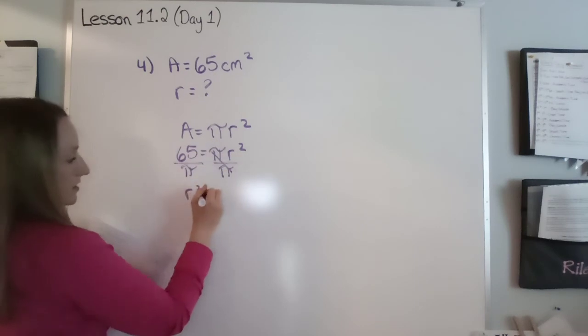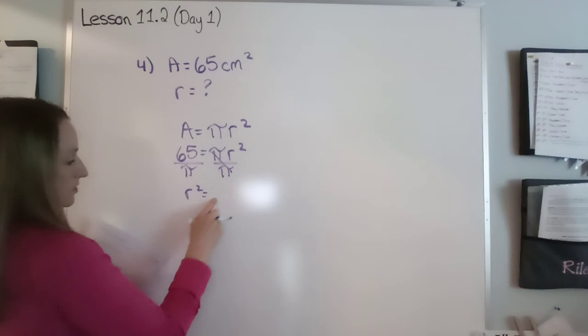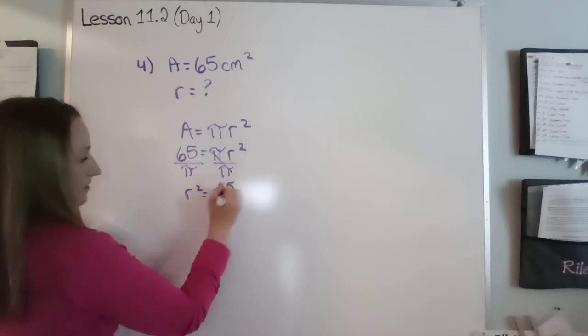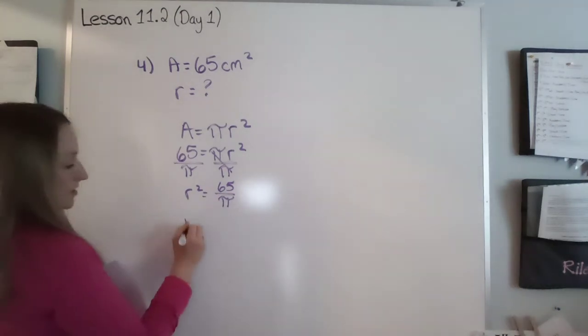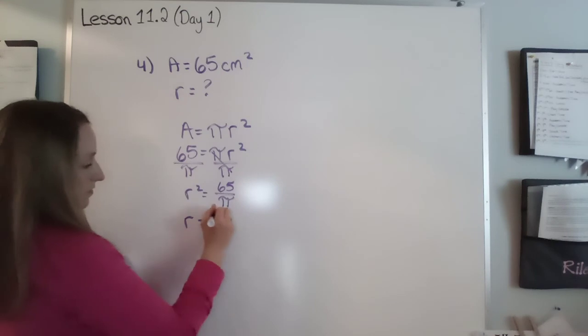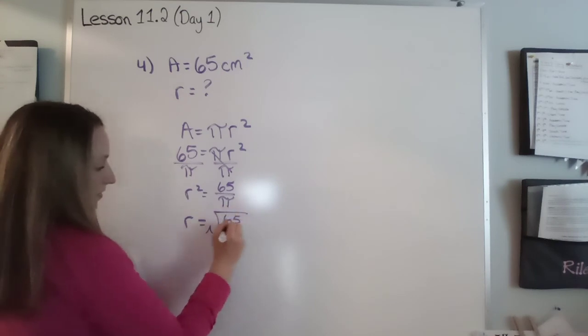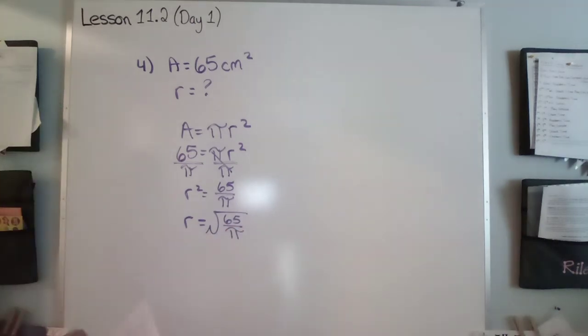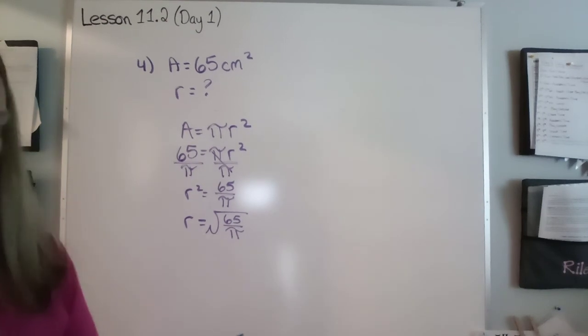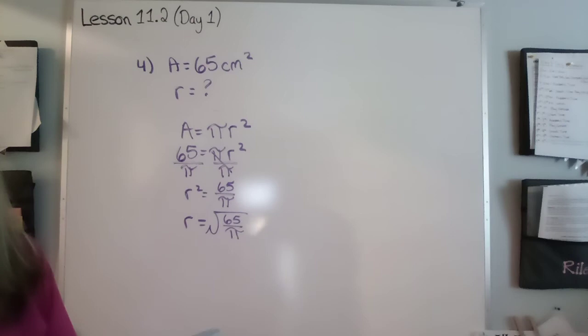So r squared is equal to 65 over pi. And then to get r alone, you're going to take the square root of both sides. So r is equal to the square root of 65 over pi. Again, my directions for this type of problem would definitely say to approximate and round. So I'm going to plug that into my calculator. Don't forget my square root this time. So square root, then put a fraction under it, and then it's 65 over pi.